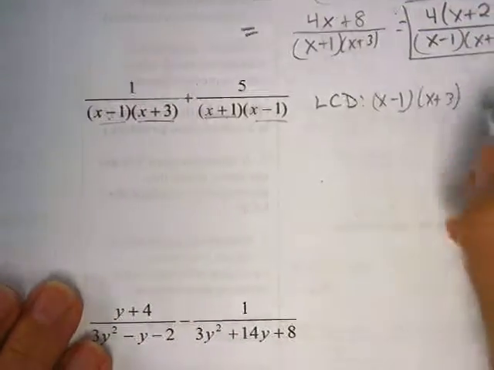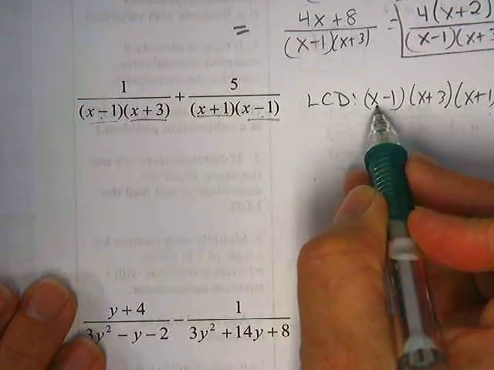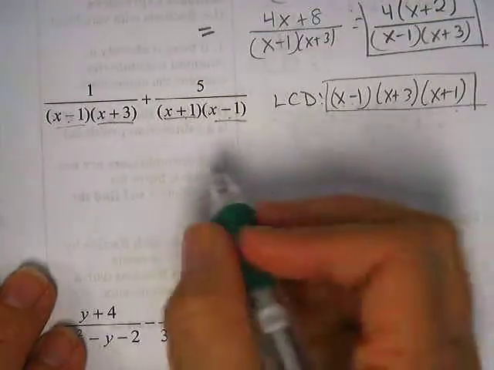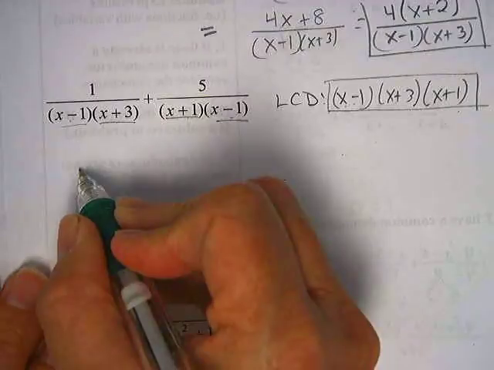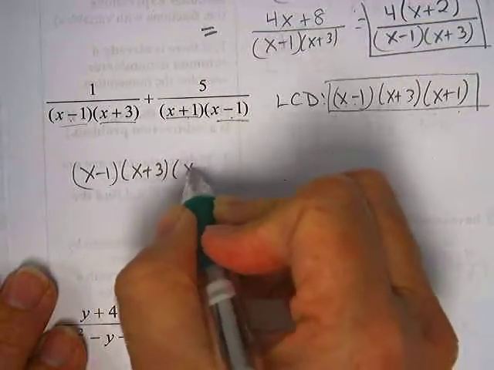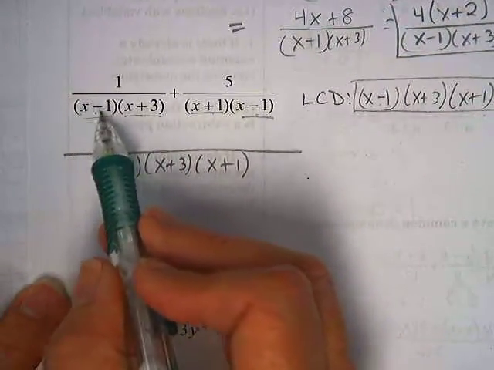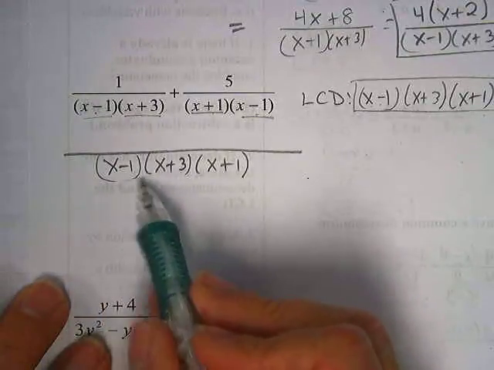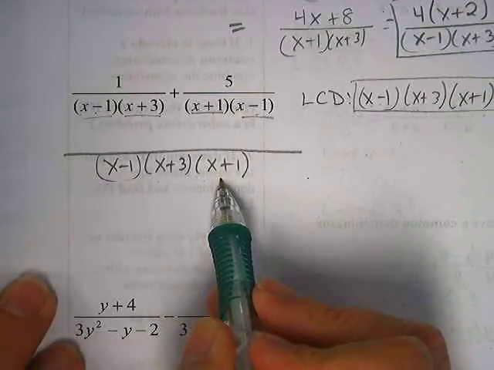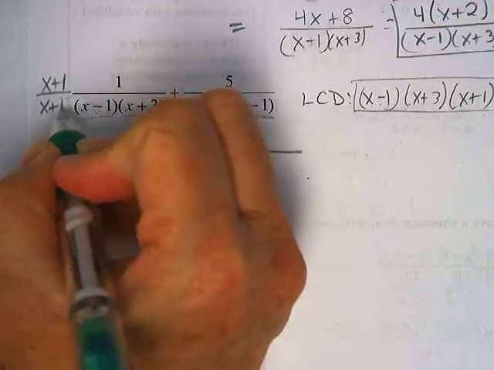Let's see, x plus 1 and x minus 1. But notice we already have an x minus 1 in our least common denominator. So this is my lowest common denominator. So let's write that as our lowest common denominator, x minus 1 times x plus 3 times x plus 1. Now if I look at this first fraction, what do I need to multiply it by to get to my lowest common denominator? And it looks like the only term that's missing is my x plus 1. So that means I'm going to multiply this by x plus 1 over x plus 1.